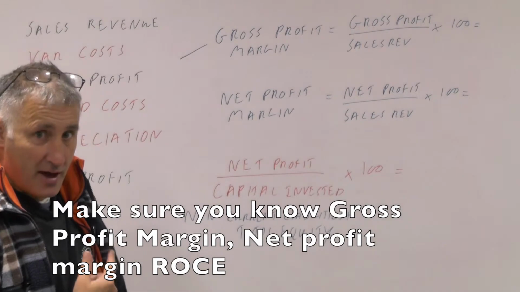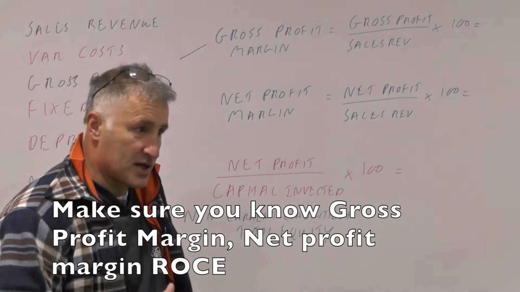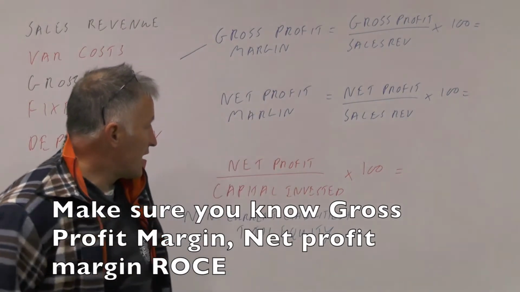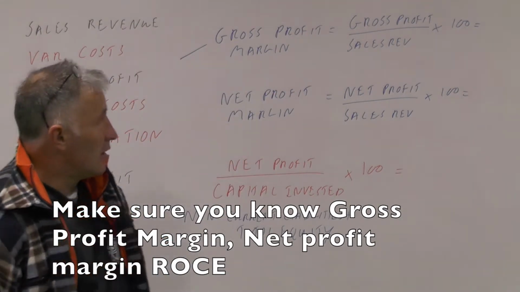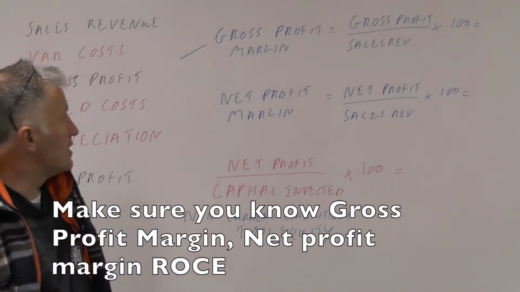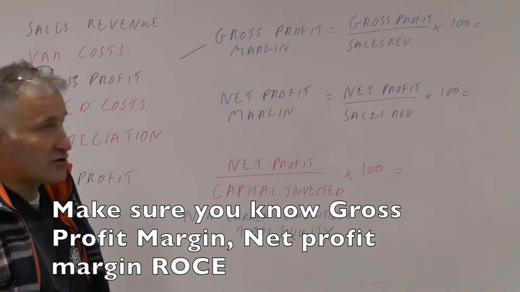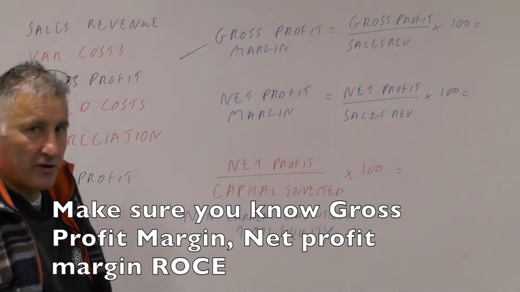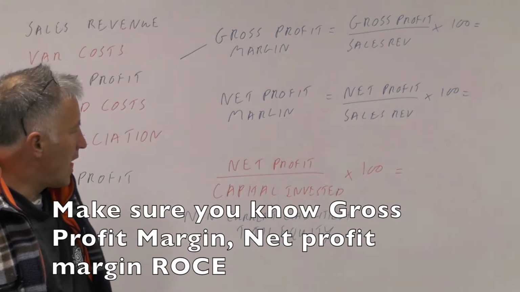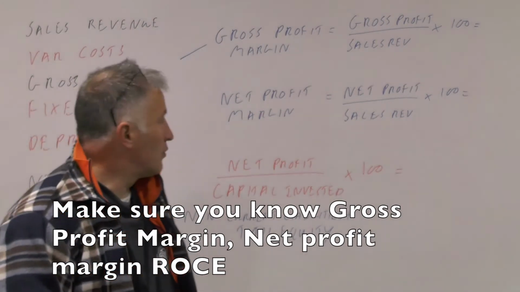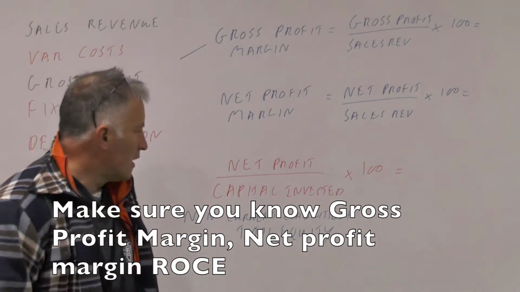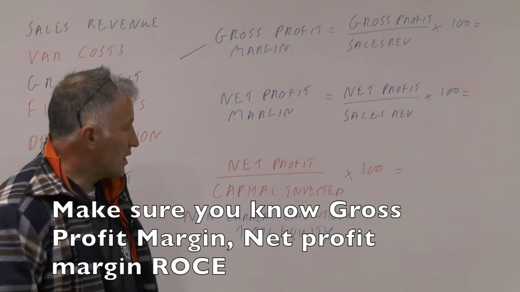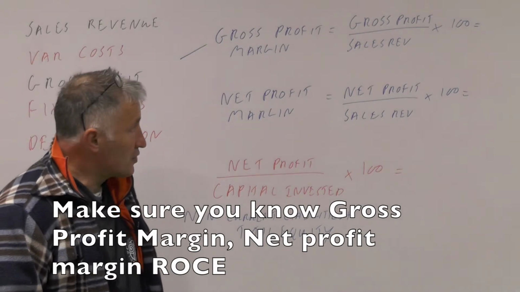That income statement there, I call it a profit and loss account, but it's really called an income statement. That income statement will then give us a gross profit margin, a net profit margin, and a return on capital employed. The gross profit margin is gross profit divided by sales revenue times 100. The net profit margin is net profit divided by sales revenue times 100. And then finally we also have return on capital employed, and return on capital employed is net profit divided by capital invested, and capital invested is non-current liabilities plus total equity, times 100.